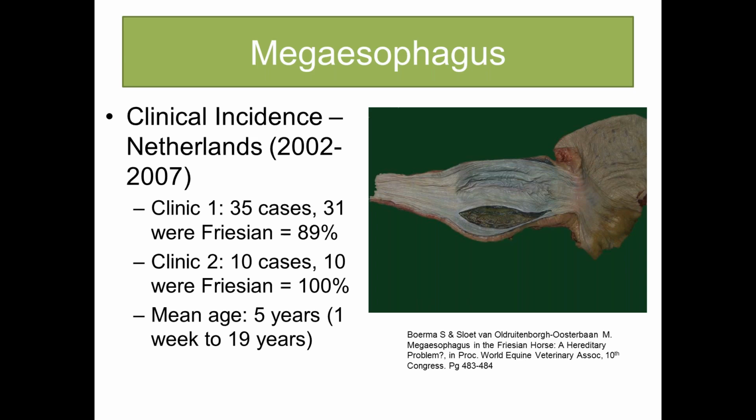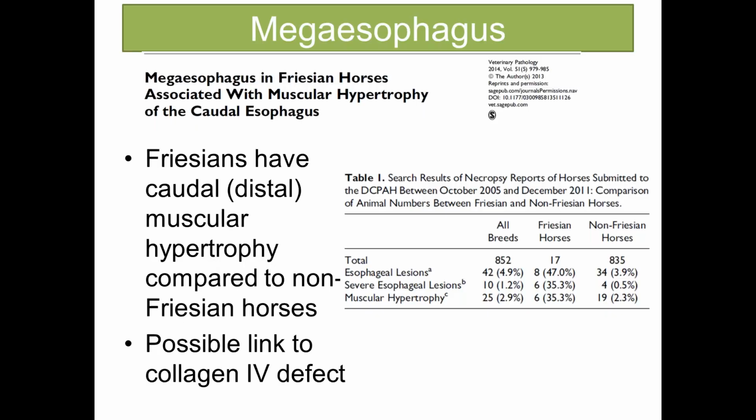So this is more than just flipping a coin. Frisians are associated with having this. This is compelling epidemiological evidence that this is a real problem. In the second clinic, they were all Frisians that had the problem, and there was quite a variable range in the age of horses that presented for this. But here's one very breed-specific issue.